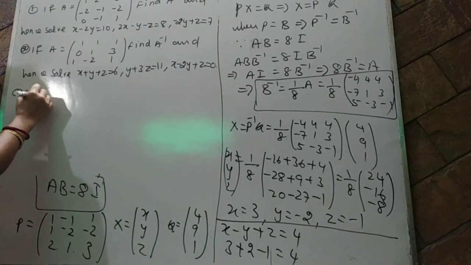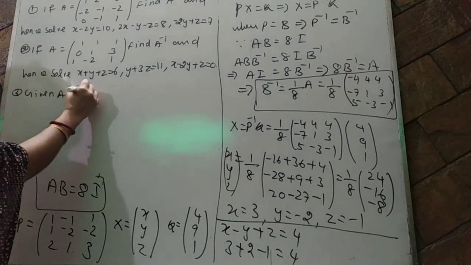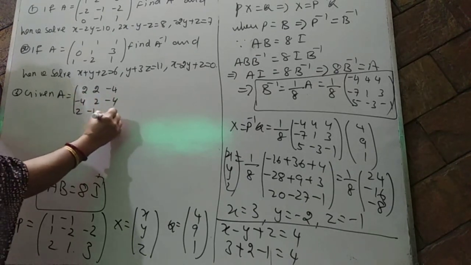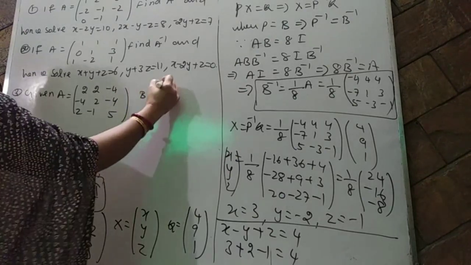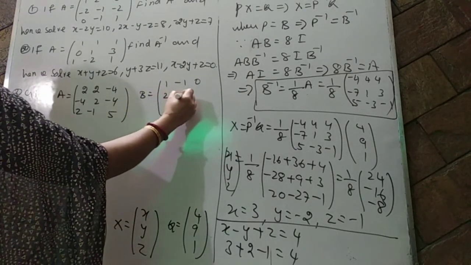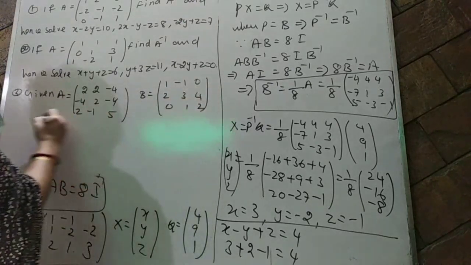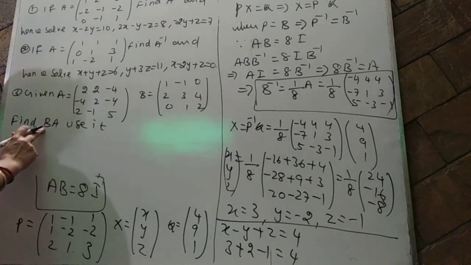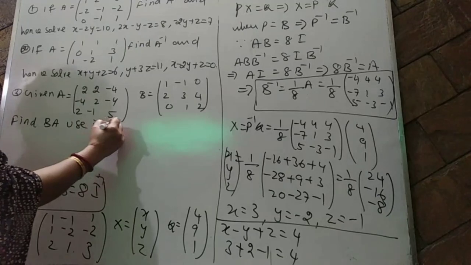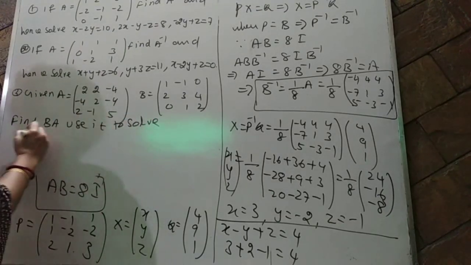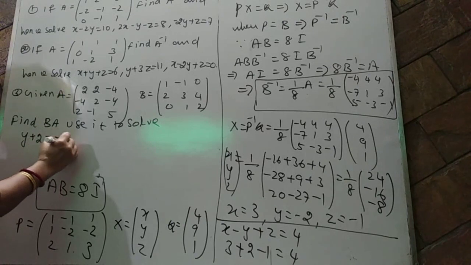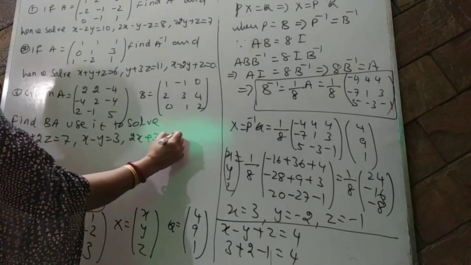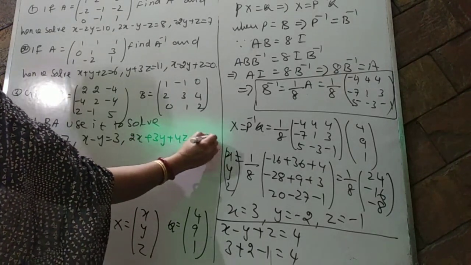Now question number 3, given A equals 2, 2, minus 4, then minus 4, 2, minus 4, 2, minus 1, 5, and the B matrix is equal to 1, minus 1, 0, 2, 3, 4, and 0, 1, 2. Find BA. Now I am changing here, beta, find BA. Use it. That means BA equals some scalar into the identity matrix. Use it to solve y plus 2z equals 7, x minus y equals 3, 2x plus 3y plus 4z equals 17.